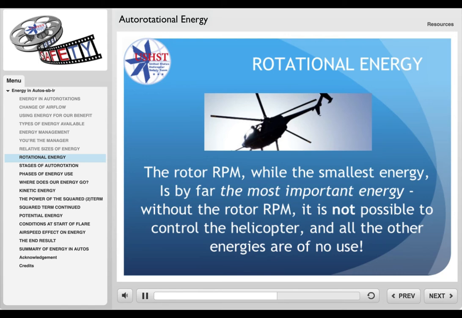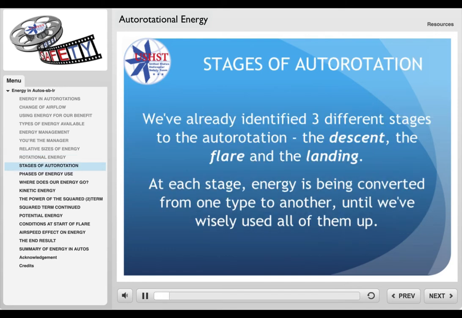Let me say that again. Without the rotor RPM, it is not possible to control the helicopter. So all the other energies are of no use at all. We've identified three stages to the autorotation: the descent, the flare, and the landing. At each stage, energy is being converted from one type to another, until we've wisely used all of it up and we're sitting safely on the ground.